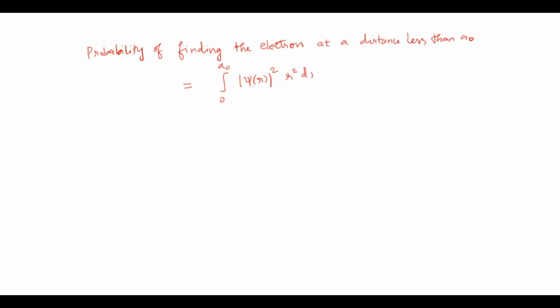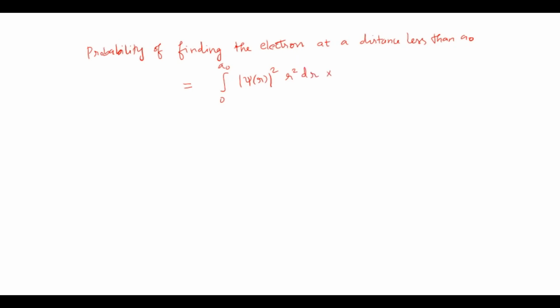So what is the probability of finding the electron at a distance less than a naught, which is written as integral from 0 to a naught of modulus of psi of r square into d tau, but d tau contains a radial part which is r square dr, and we have an angular part.